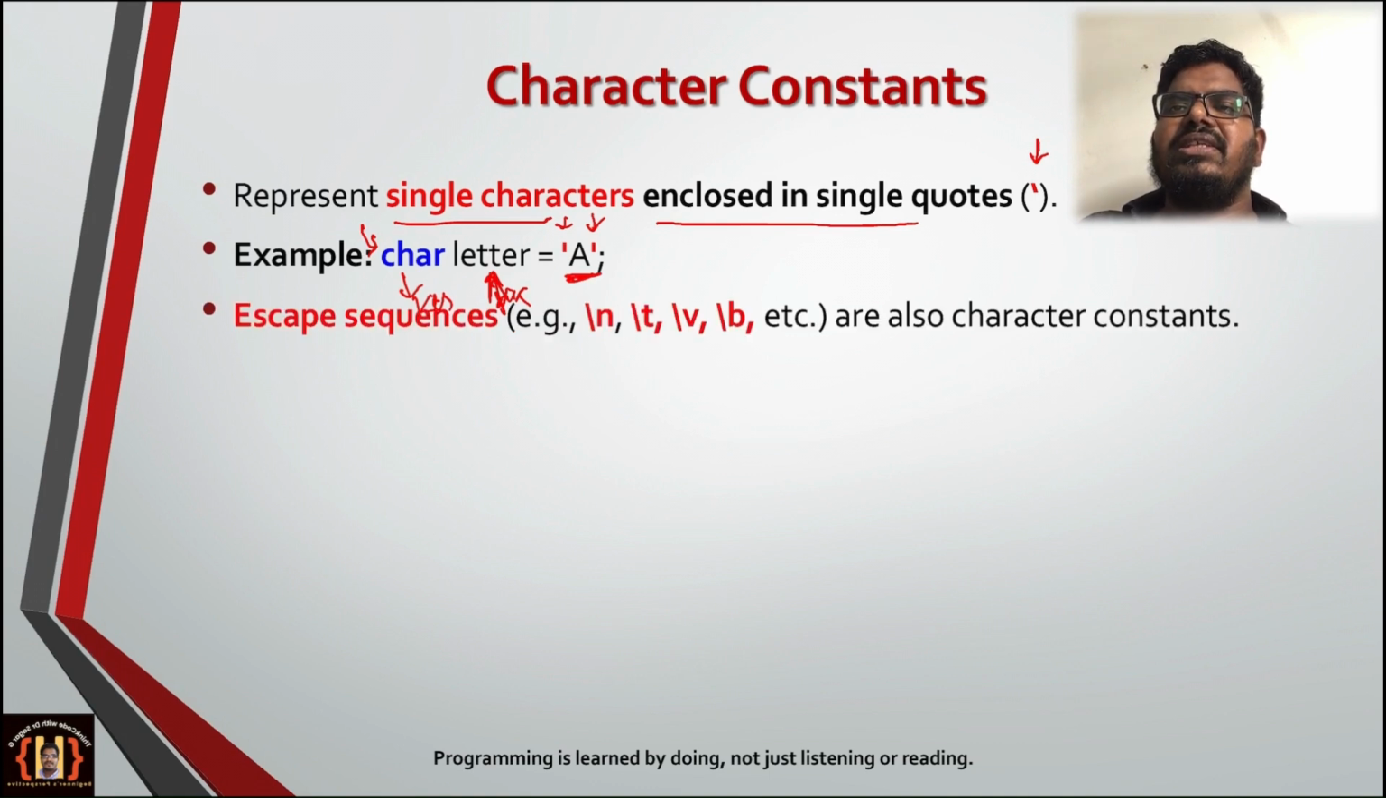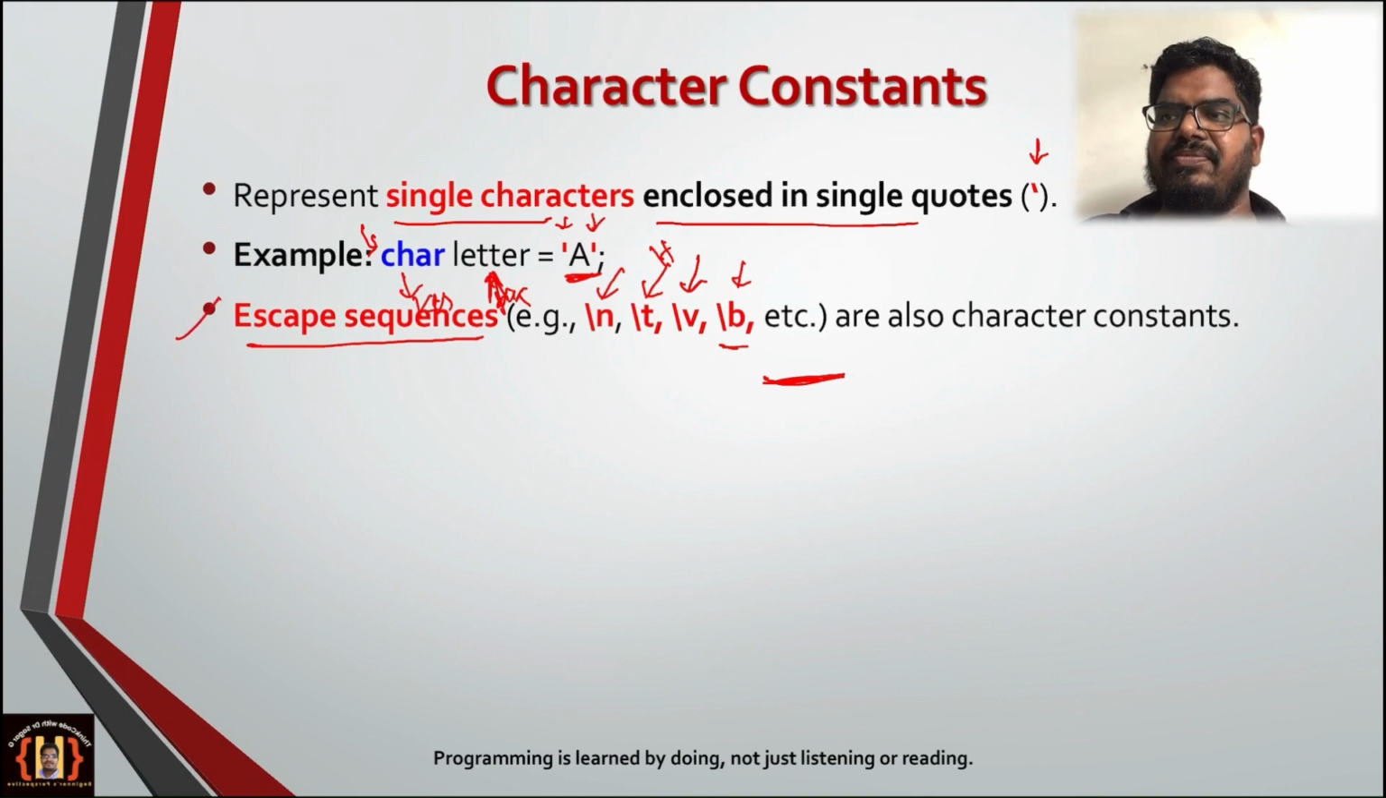Not only single characters, we can also take escape sequences. We have already seen \n, which indicates a new line. Similarly, whenever you want a space between two words, \t indicates a tab space. A tab space is usually more than one space, around 3 or 4. This is a horizontal tab, \t, and \v is a vertical tab. Similarly, \b is a backspace, where the cursor goes one space back. So these are also treated as character constants.